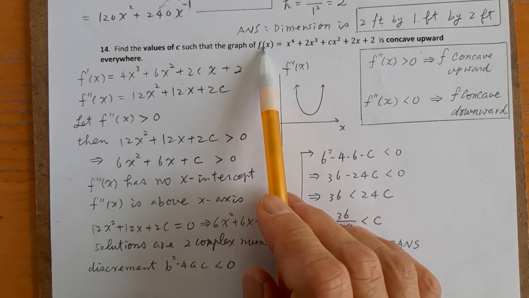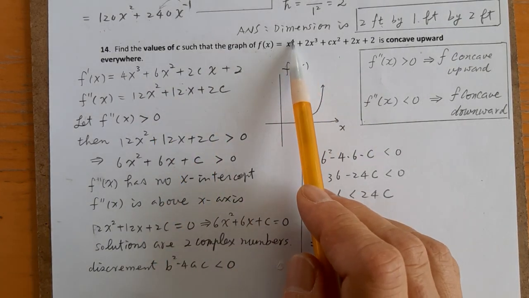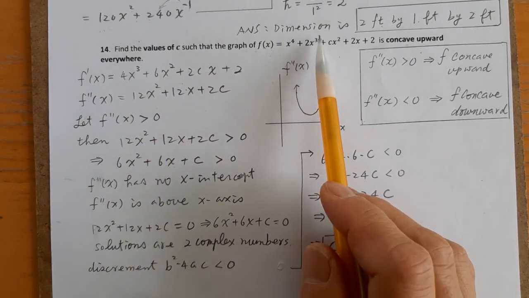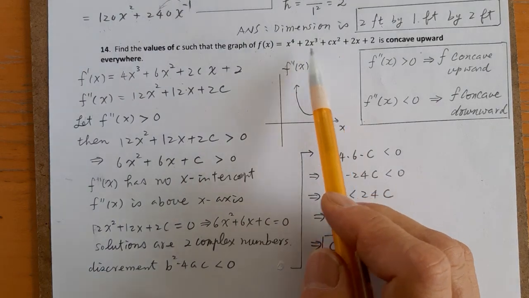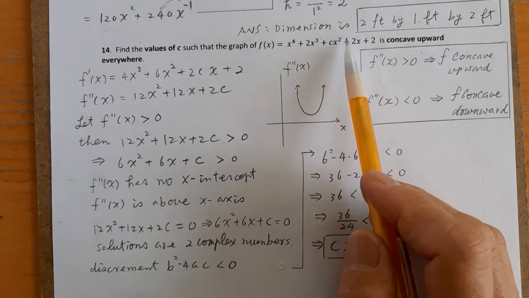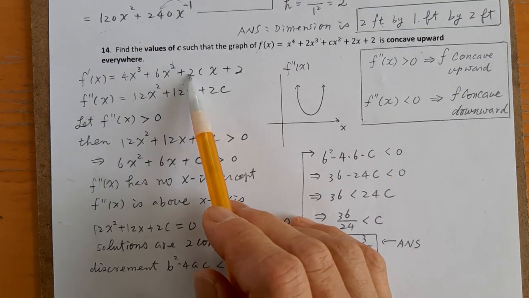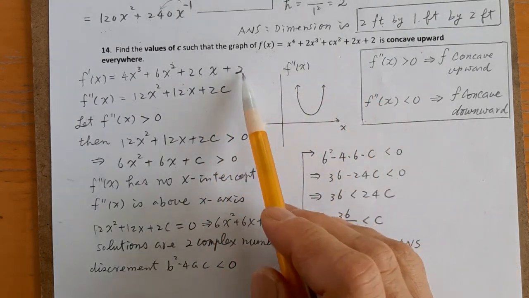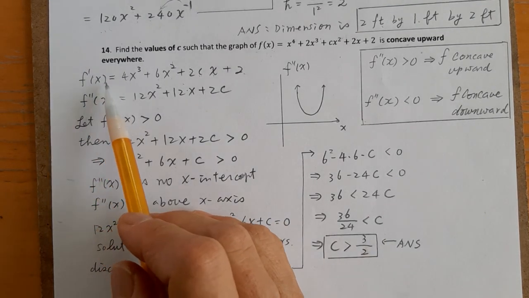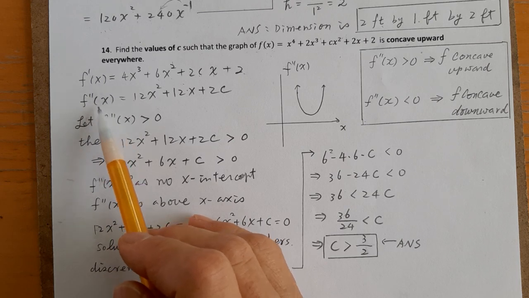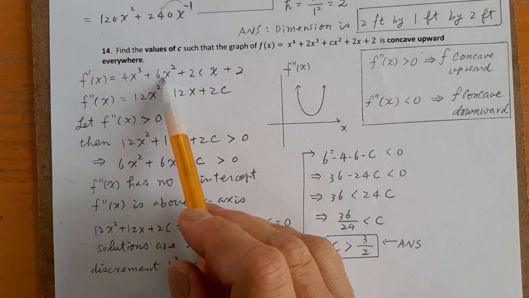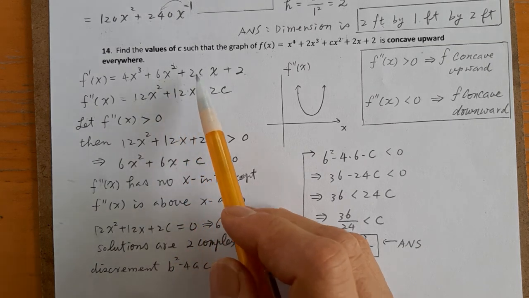So we take the first derivative of this function: 4 times x to the 4 minus 1, so 4x cubed. And 2 times 3 is 6, 3 minus 1, so 6x squared. And 2 times cx, 2 minus 1 is 2cx, and the derivative of 2x is 2. Then take the derivative again, the second derivative. So f double prime of x equals 4 times 3, 12, 3 minus 1 is 2, x squared. 6 times 2 is 12x, plus 2c.